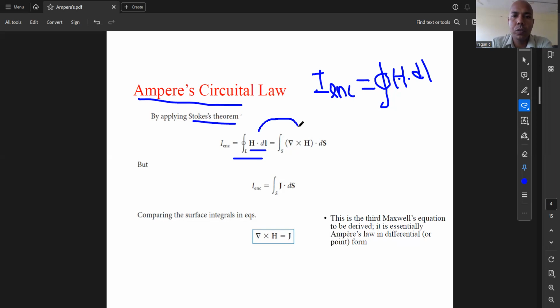So it is converted to a double integral. The closed line integral of H dot dl becomes the surface integral of del cross H dot ds. Here the closed line integral is changed to a surface integral, and the dot product H dot dl is written as del cross H dot ds.